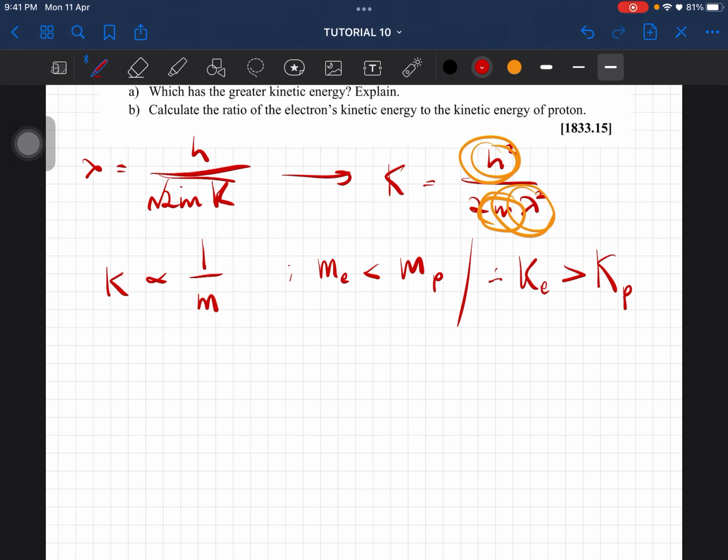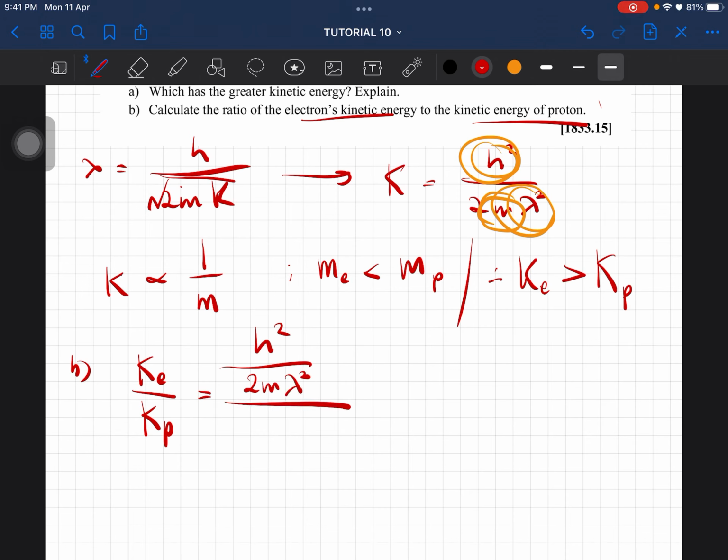Okay, alright, so for question B, we have to calculate the ratio of the electron's kinetic energy to the kinetic energy of the proton. Okay, so the ratio of the electron's kinetic energy over the proton's. If we build it from the start, this is going to be h squared over 2m lambda squared for the electron, and then this one is h squared over 2m_p lambda squared.